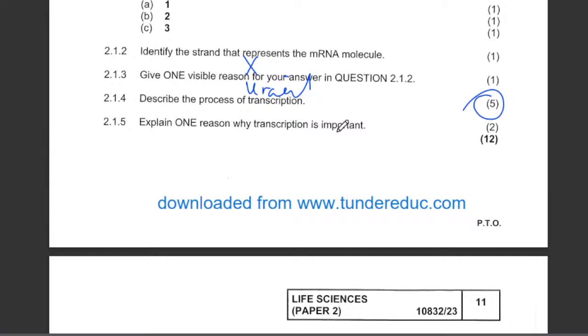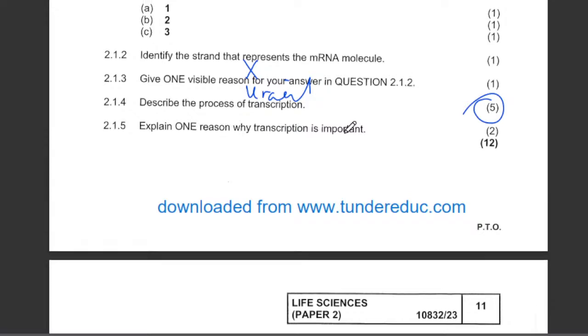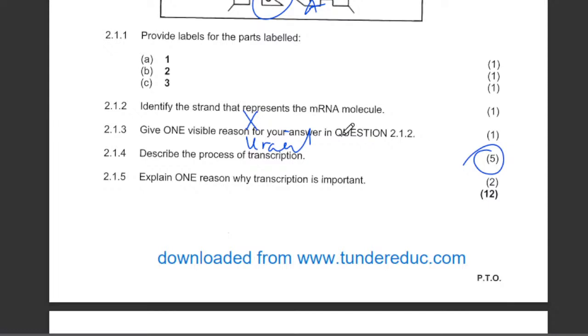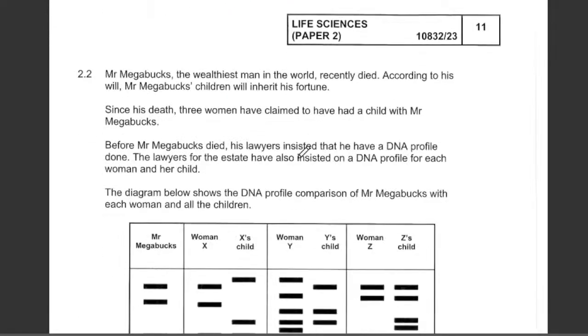Explain one reason why transcription is important. It's important because transcription results in the formation of messenger RNA, which is used to form the proteins. The messenger RNA has the coded information for the protein. That's what you are supposed to write: formation of messenger RNA, which contains the coded information for formation of the protein. Yes. So then we go to the next question.